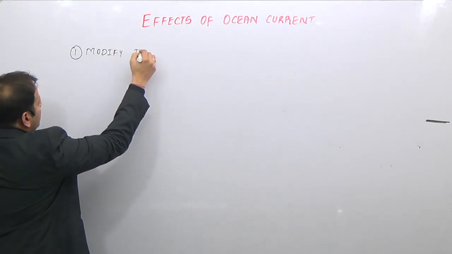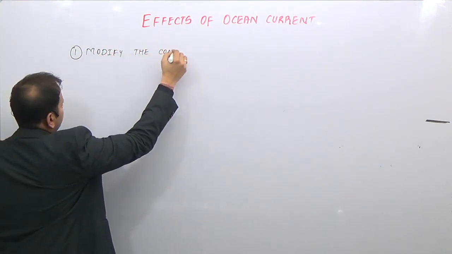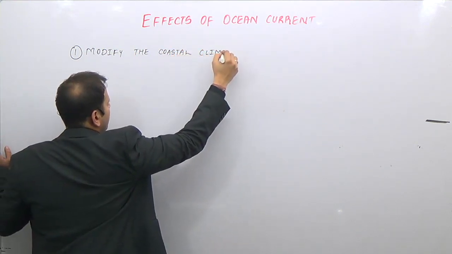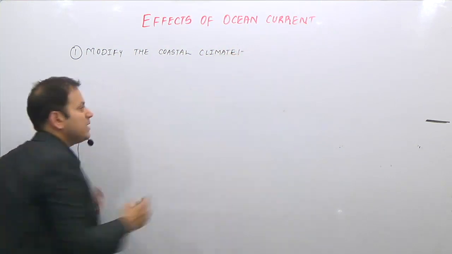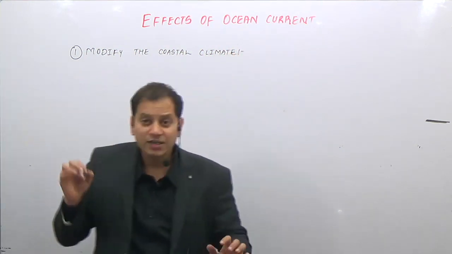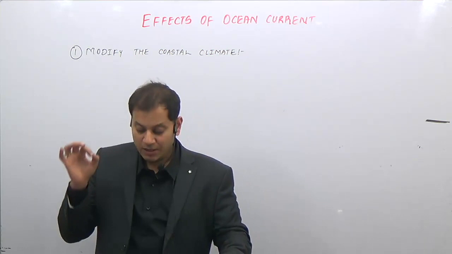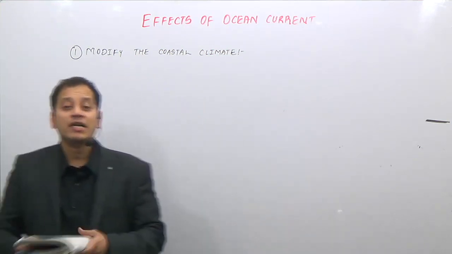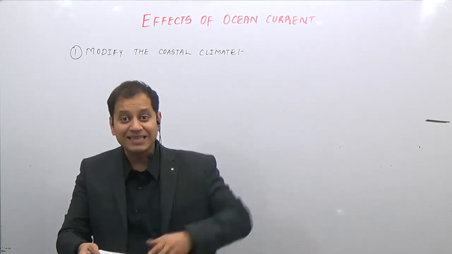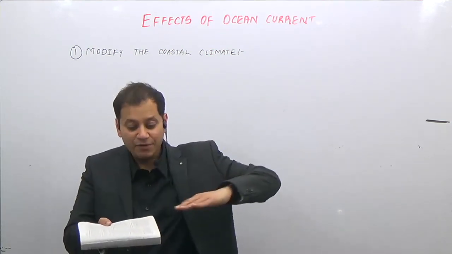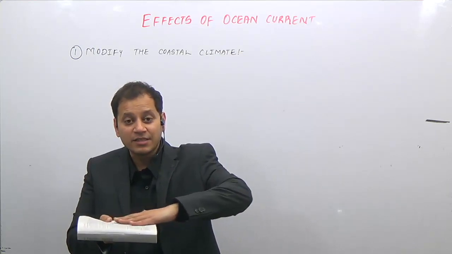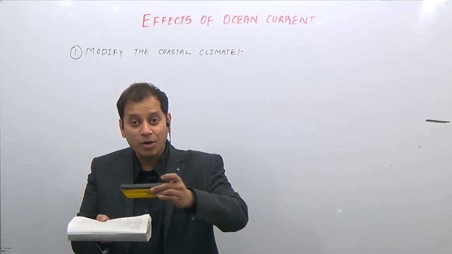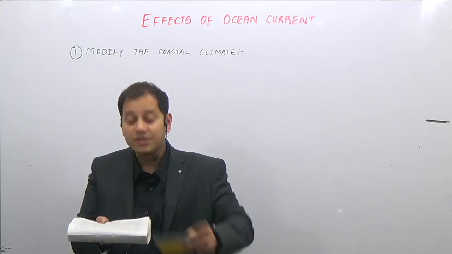They modify the coastal climate. How do they modify the coastal climate? While flowing along the coast, ocean currents modify the weather conditions in numerous ways. If this is a land surface, and ocean water is coming onto this land surface, then obviously the air on top of this land surface or this ocean surface will get modified.